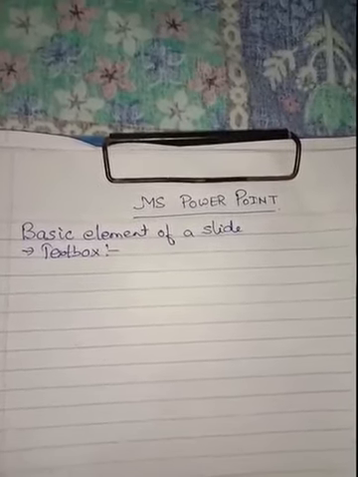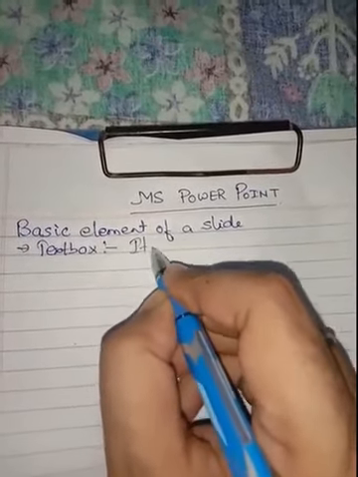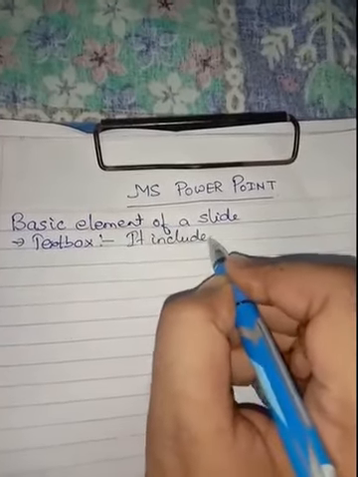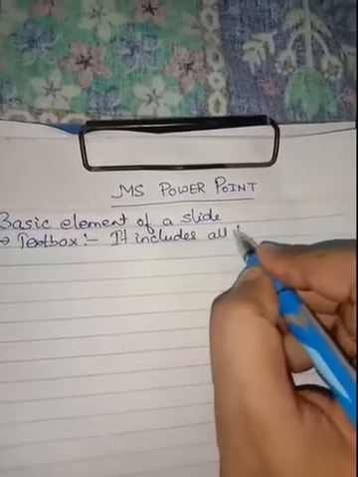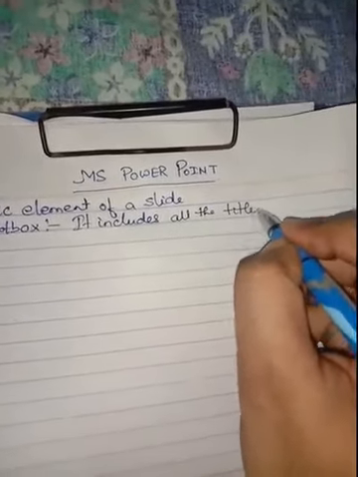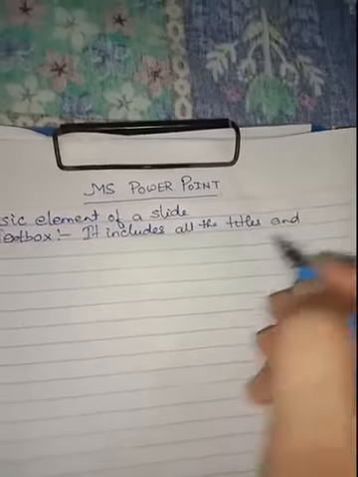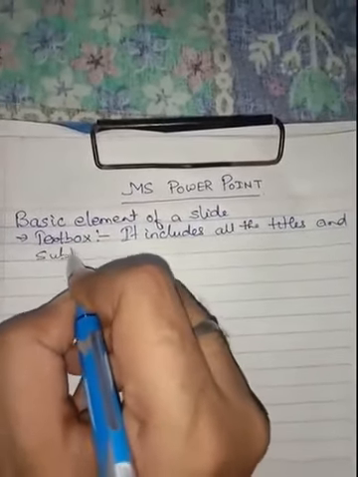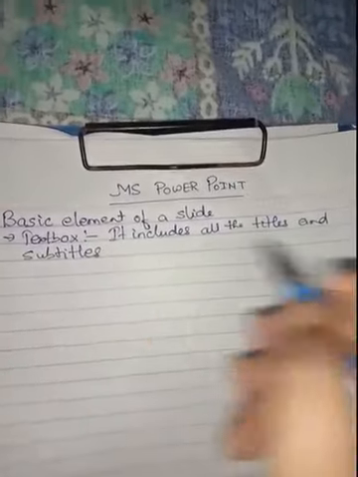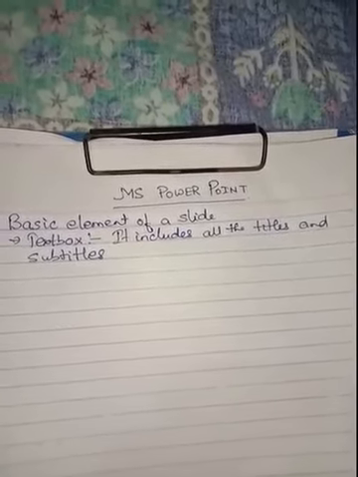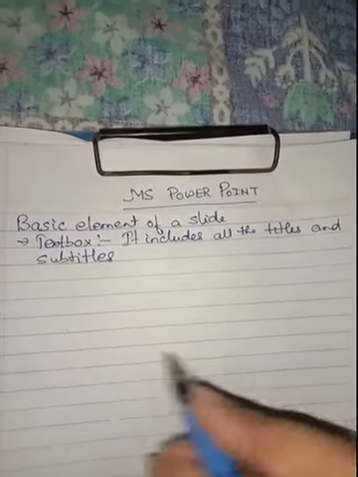We can say it is a type of rectangular box which includes all the titles and the subtitles. The text box can be increased in size, it can be moved from one place to another, and it can also be deleted. So this is the first basic element.